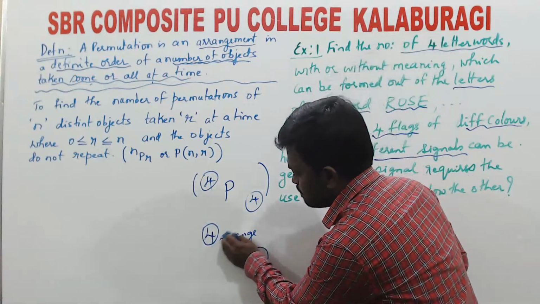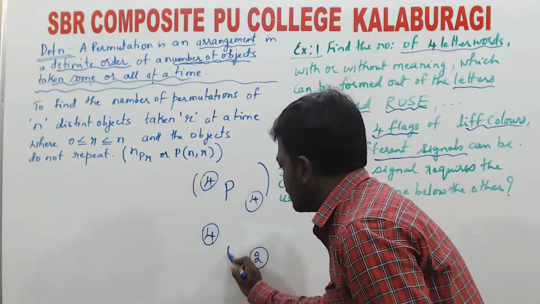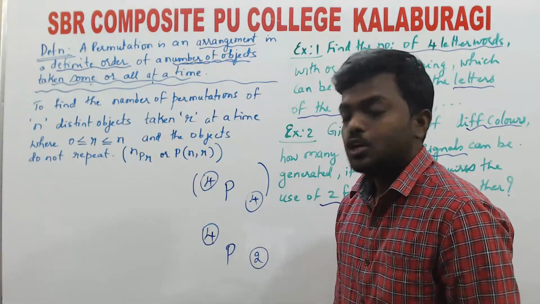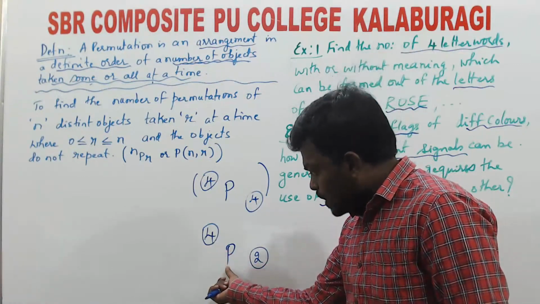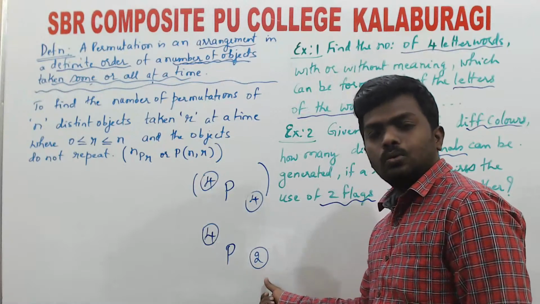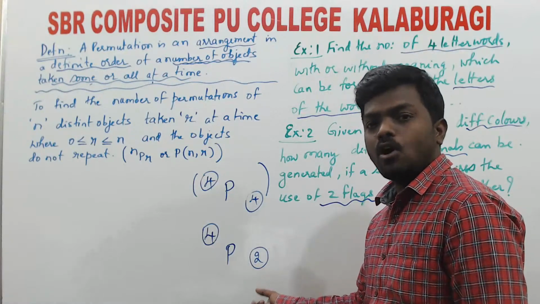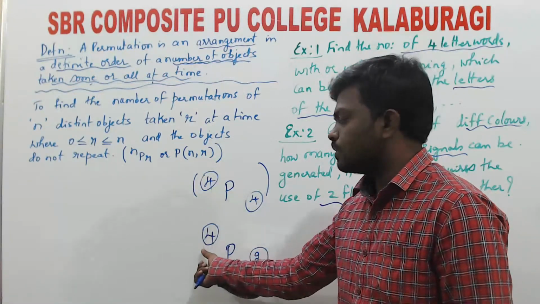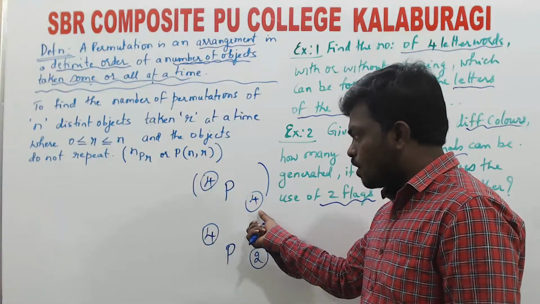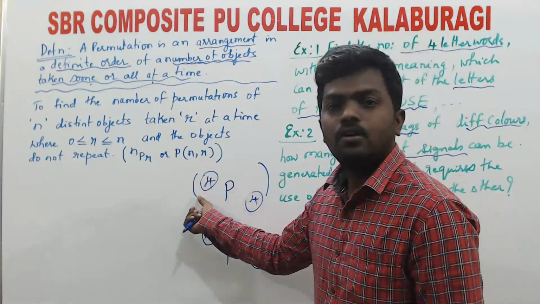Now, what do you mean by this arrangement? 4P2. Four flags are given, and you have to arrange among 2. You have to form 2 flags out of 4. In the earlier case, you have to form a 4-letter word out of 4.